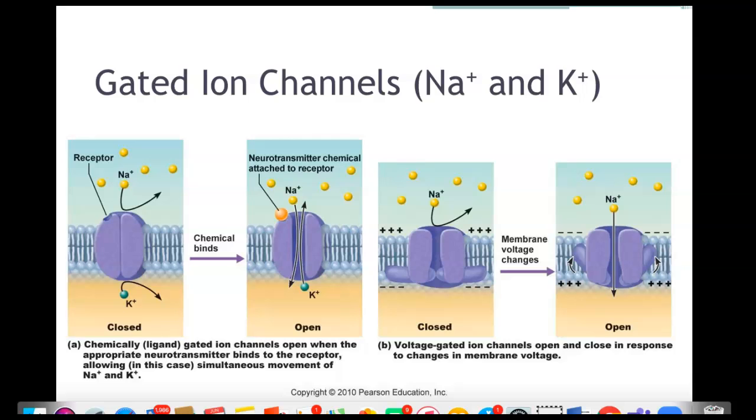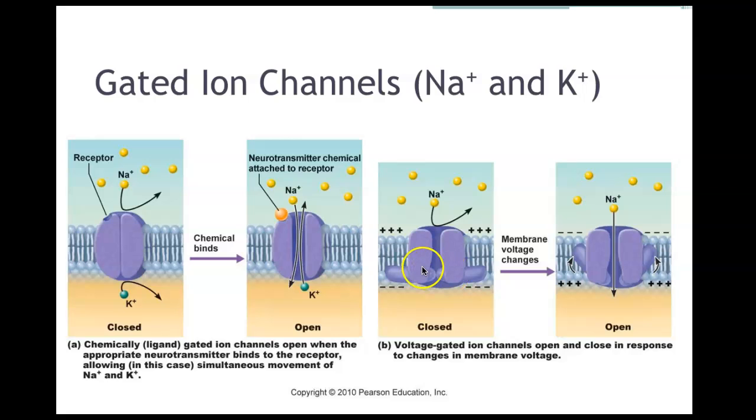And so basically what this picture now is showing you is gated ion channels for sodium potassium. Just giving you kind of the basics of the gated ions for sodium and potassium. So you have what is chemically gated, and then this one is voltage gated. So this is just showing you when a neurotransmitter binds to a receptor, sodium and potassium can simultaneously go in and out. But the way that an action potential actually works is it's reliant upon the voltage. So you see right here in this picture, it's positive on the outside, negative on the inside.